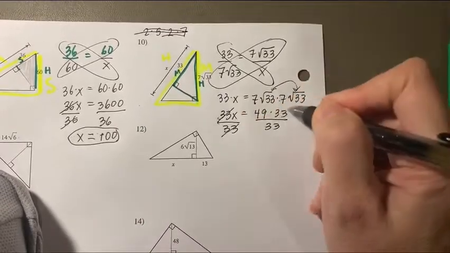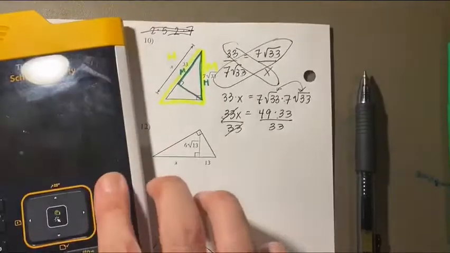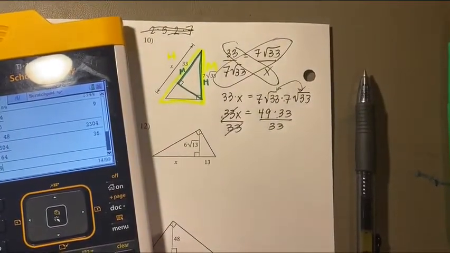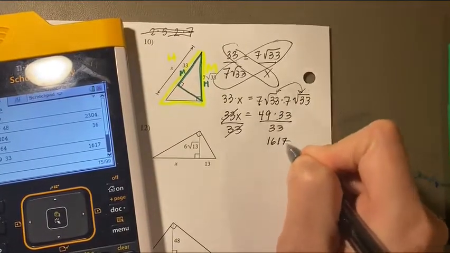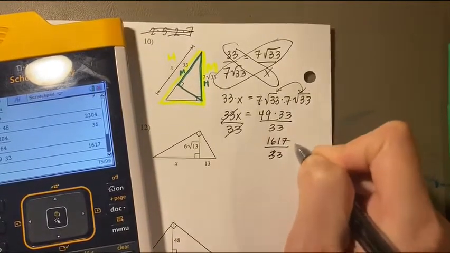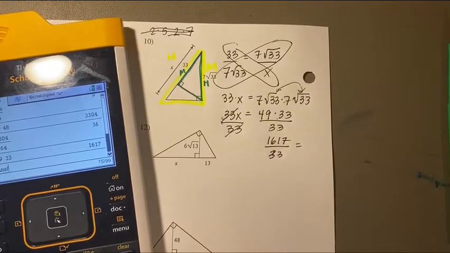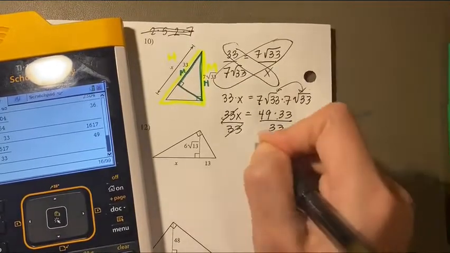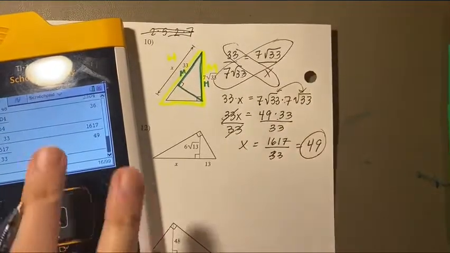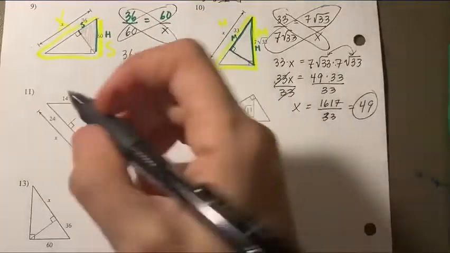Now we notice that this would just cancel, but some students struggle with this, so I'll work it out. 49 times 33 is 1617. And then when I divide by 33, I should just get the 49. Yep, so x is 49. Good job. All right, let's do number 11.